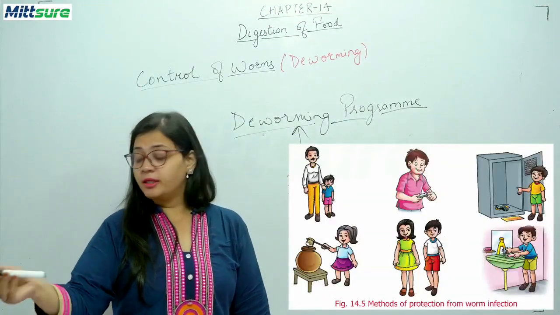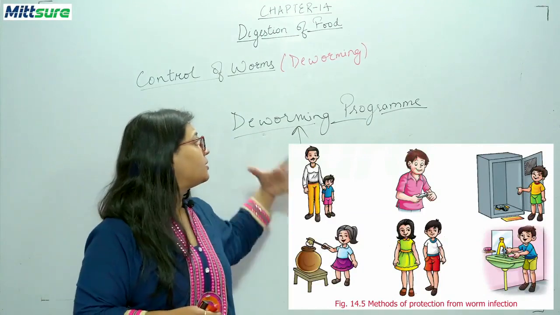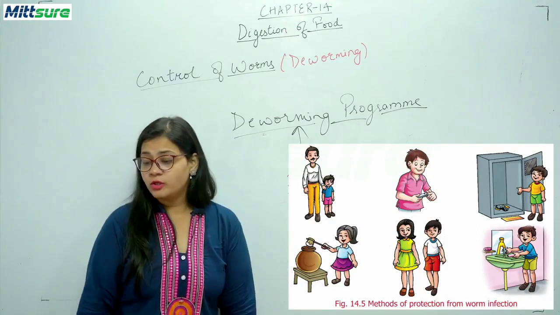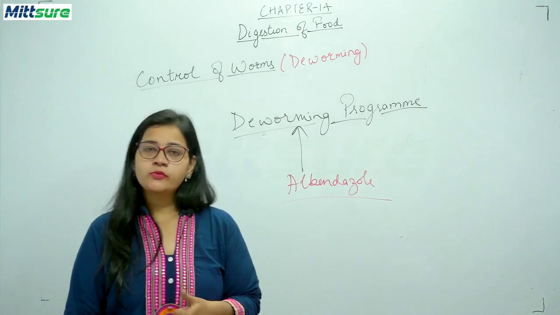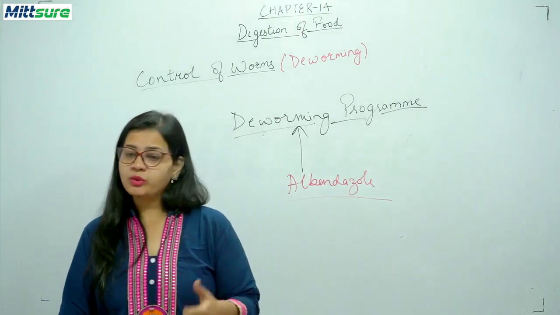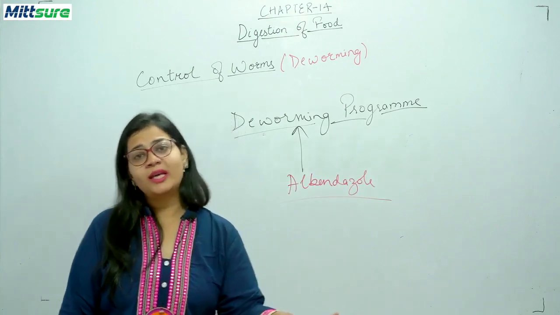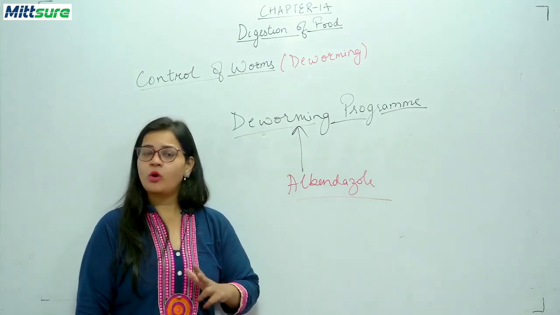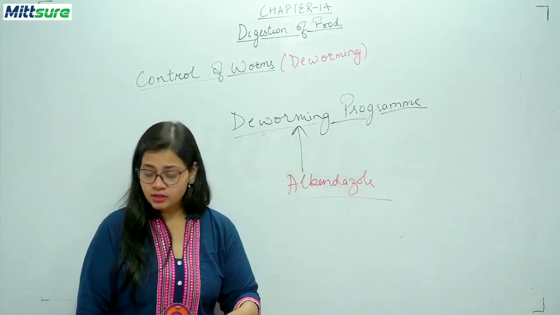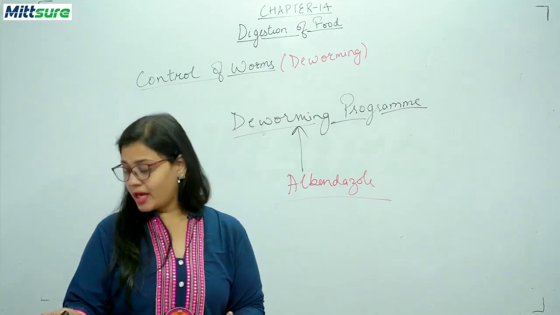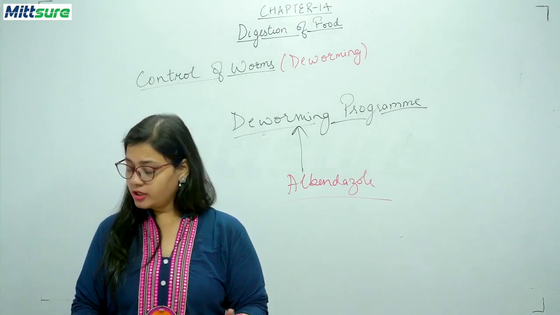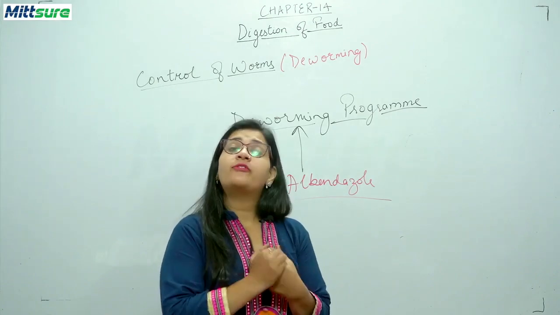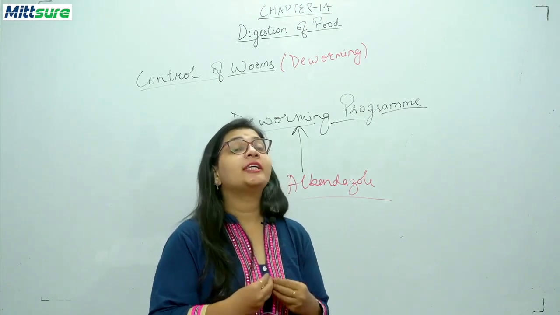So there are images given in your book regarding the deworming program, or how you can protect yourself from this worm infection. You can use clean toilets. First of all, students, every time you go to any place, please use the toilets only where it is clean. Next, always wear shoes or slippers. Now next, wash your hands after defecation and before taking meals. Always, students, you should wash your hands after going to the toilet and before taking your meals.